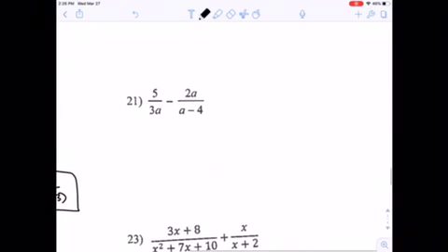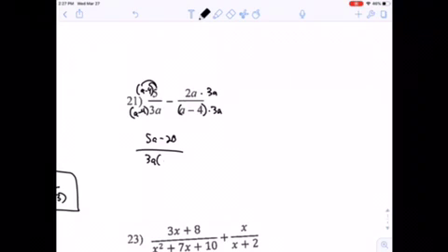All right, 21. If you look, there is nothing that they have in common. You may say, well, one has an a and the other one has an a. But this a is stuck in an expression where the other a is not. So therefore, we need to multiply the first fraction by a minus 4 over a minus 4, and the second one has to be multiplied by 3a on top and bottom. So here, distributing the 5, you get 5a minus 20 over 3a times a minus 4.